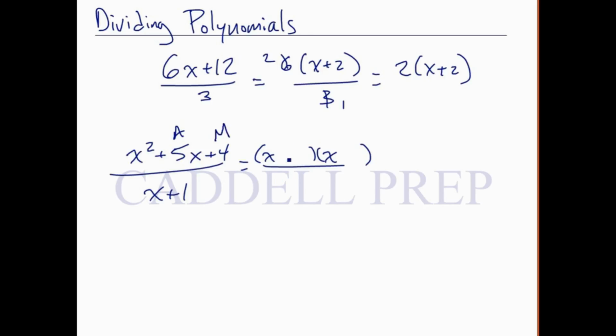Well, 4 and 1. So we have plus 4 and plus 1. And this is over x plus 1 still. So now when we divide, these cancel out, and we're left with x plus 4. So this is how you can divide polynomials if you're able to factor them and cancel out. But that's not always the case.